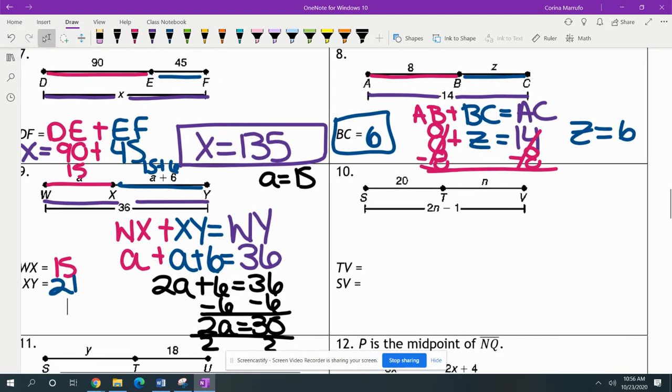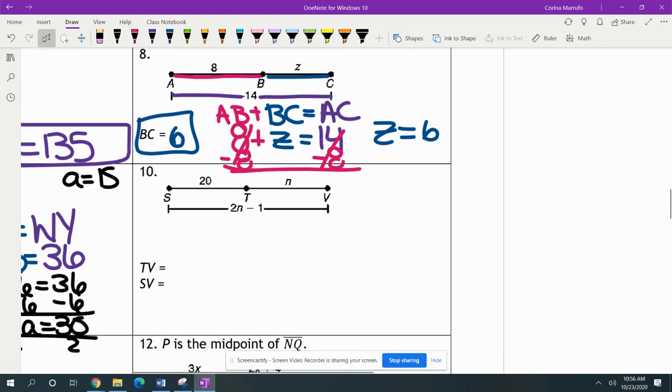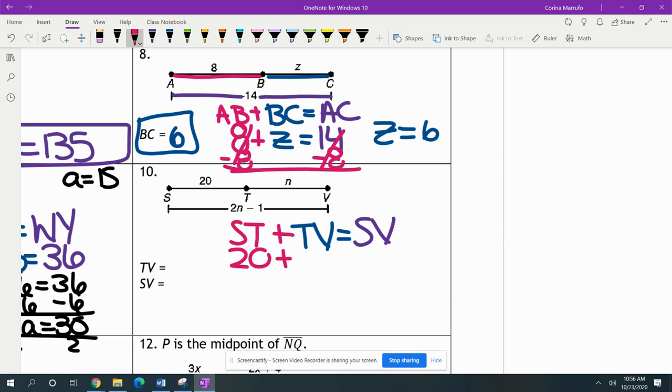All right, the next one. So here it says from S to T is 20, so we're going to write our segment addition postulate. From S to T plus from T to B equals the whole thing, which is S all the way to B. So from S to T is 20 plus from T to B is N, equals, and then the whole thing from S to B is 2N minus 1.